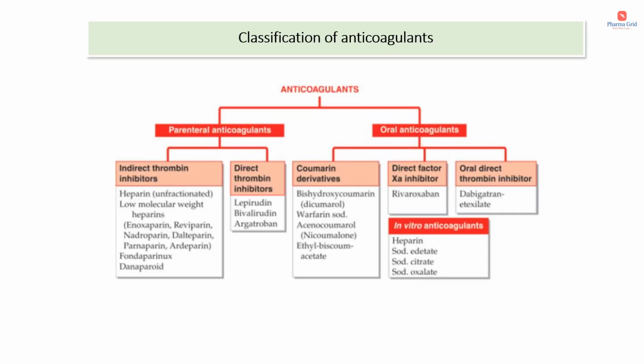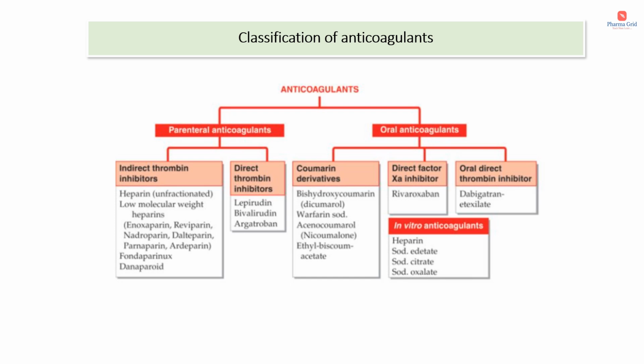So now we are familiar with the coagulation cascade. Now we can learn about the anticoagulants. First of all, the classification. The anticoagulants are broadly classified as parenteral anticoagulants and oral anticoagulants. Parenteral anticoagulants are further subdivided into indirect thrombin inhibitors and direct thrombin inhibitors. Indirect thrombin inhibitors include unfractionated heparin, low molecular weight heparins, which include enoxaparin, reviparin, nadroparin, dalteparin, parnaparin and ardeparin, then fondaparinux and danaparoid. Direct thrombin inhibitors include lepirudin, bivalirudin and argatroban.